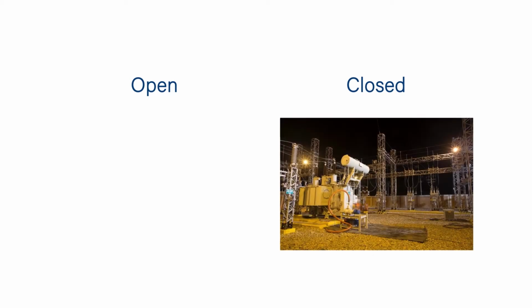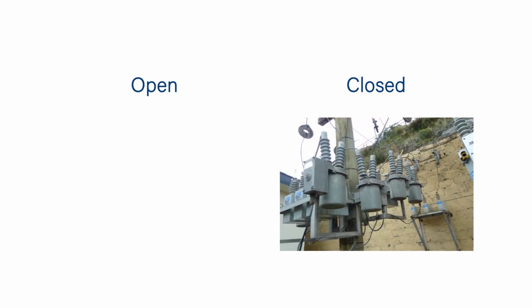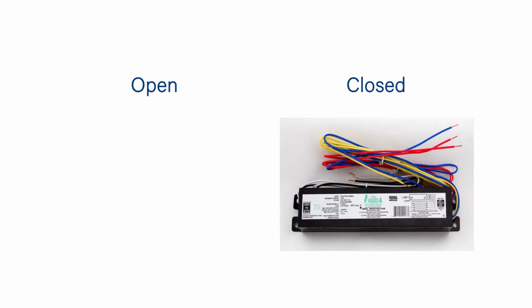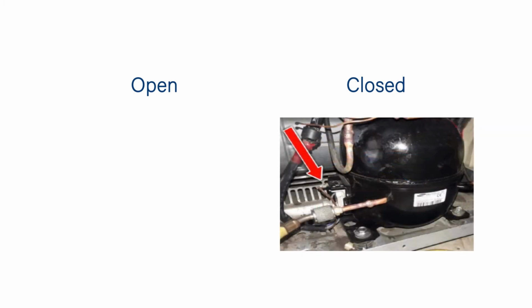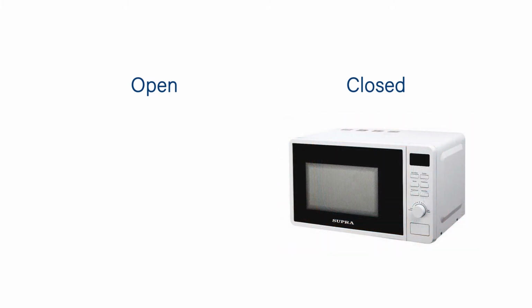Among closed systems, we can find electrical transformers, electrical capacitors, power factor capacitors, lighting ballasts, motor start capacitors in refrigerators, heating systems or air conditioners, capacitors in electronic equipment including television sets and microwave ovens, electrical motors, and electric magnets.